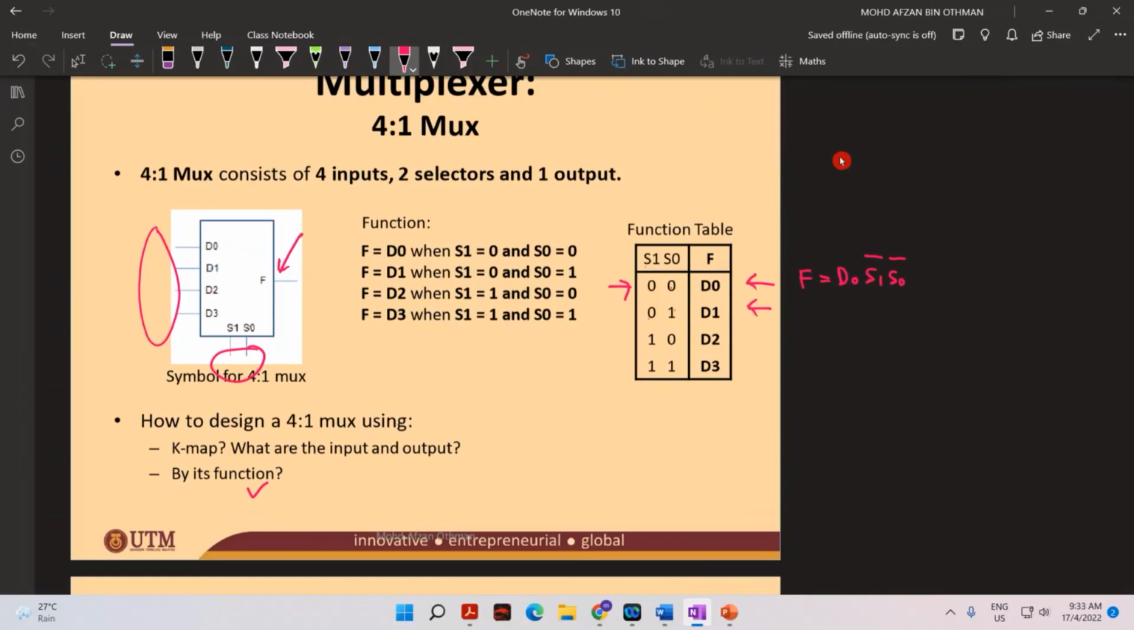Okay, untuk yang ni, F sama dengan D1 dot S1 bar, sebab S1 kosong, S0 tak ada bar. Kenapa? Because the S0 is 1. Okay, for this one here, the persamaan is F sama dengan D2 S1 S0 bar. And the third one here is F sama dengan D3 S1 S0. Okay, so now kita tambahkan semua, so kamu akan dapat something like this.